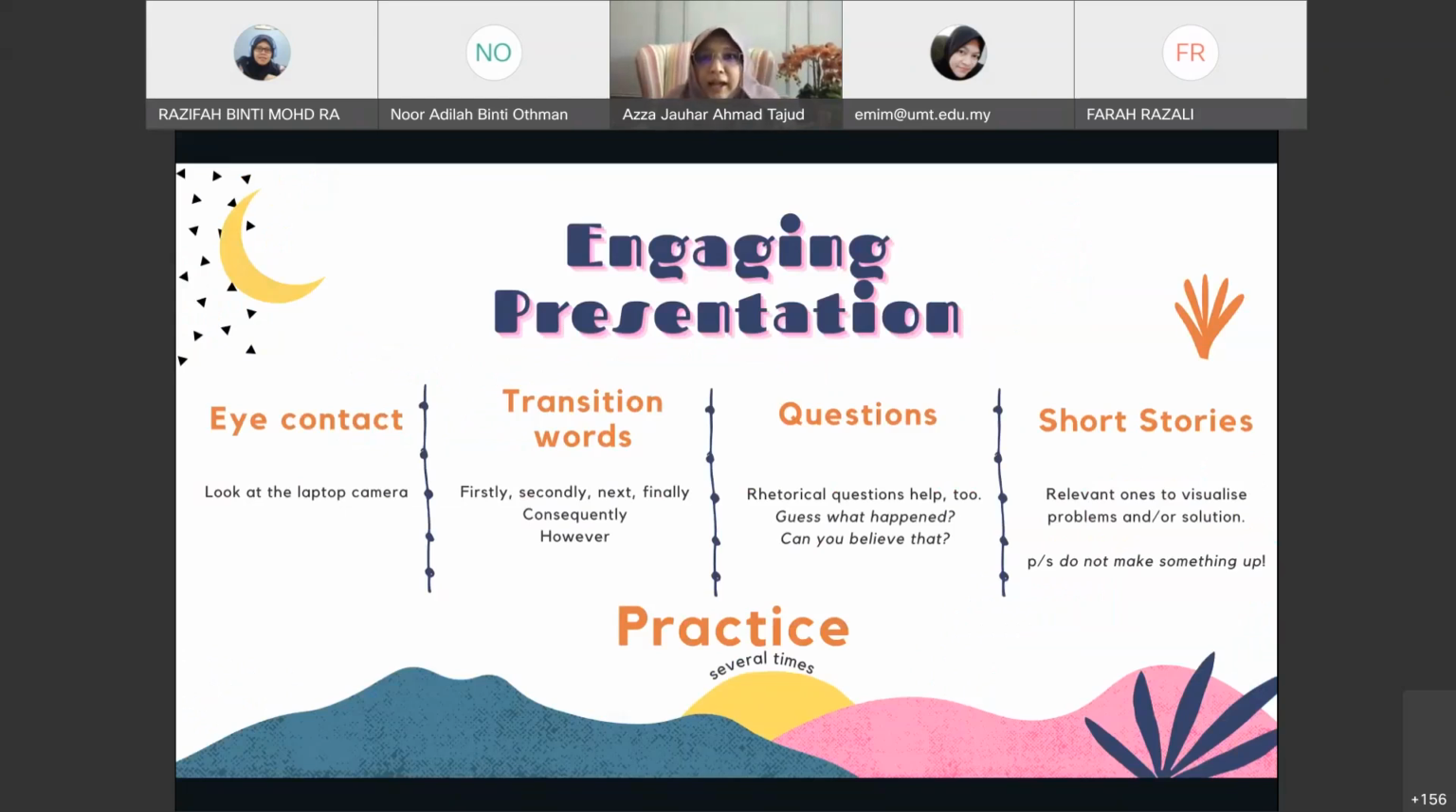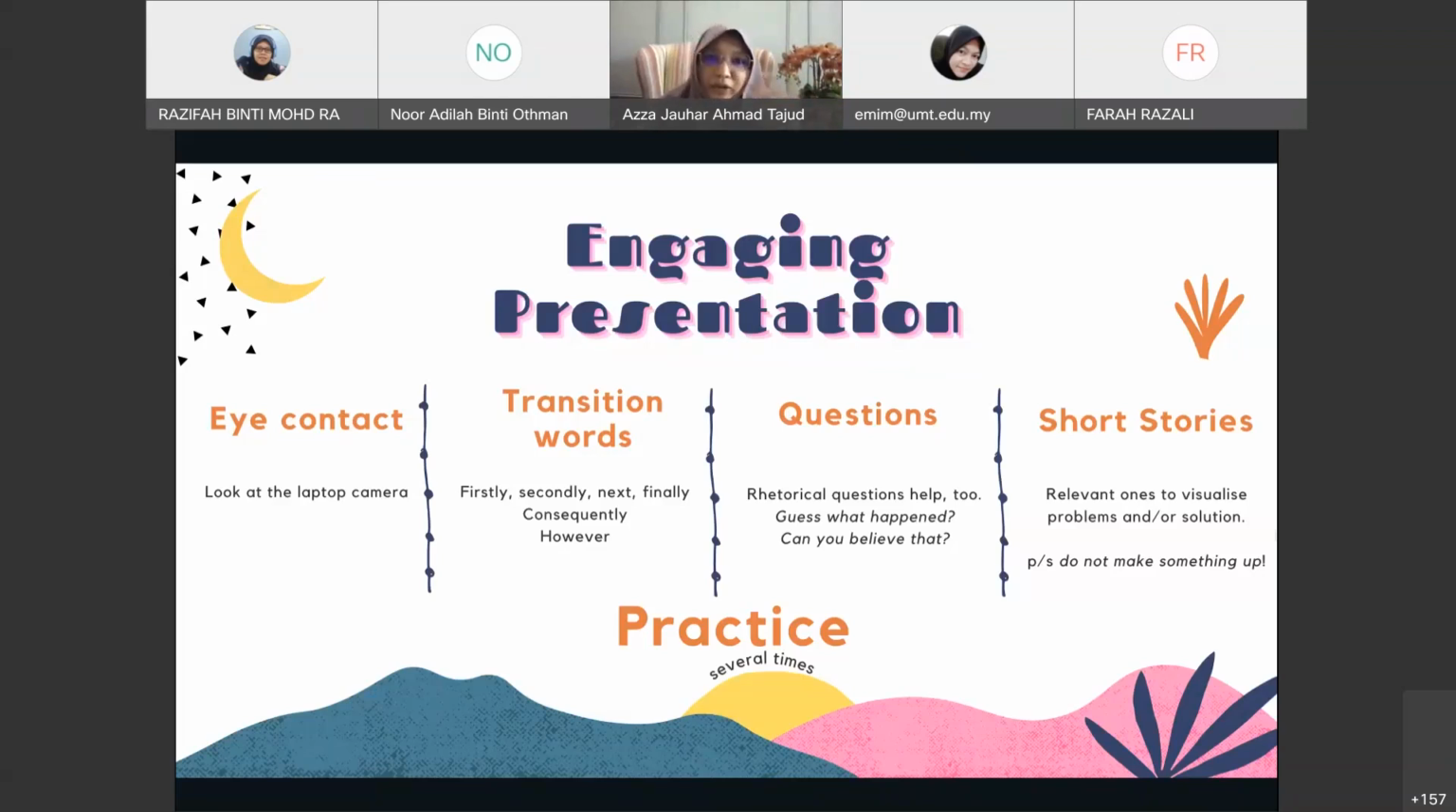Okay, engaging presentation. What to expect? What must you do to make sure people are engaged with the presentation? This is very, very important, okay? Why? Because if you are not engaging people in your presentation, might as well you don't present. Sebab kalau orang tak nak dengar presentation kita, kita adalah salah seorang umat yang membuang masa. So make sure you actually engage your presentation.